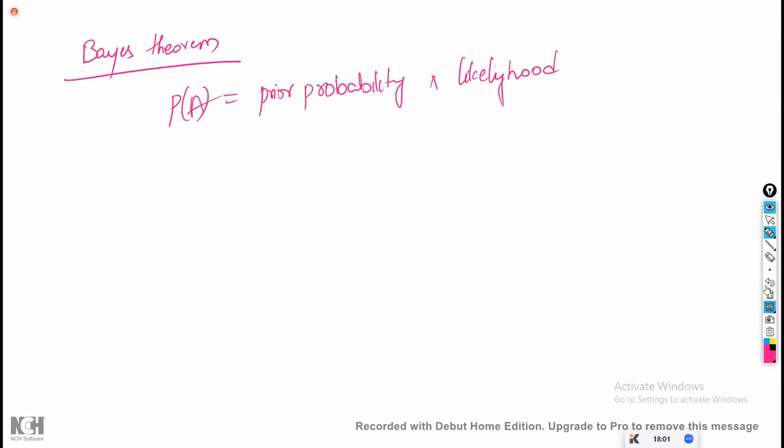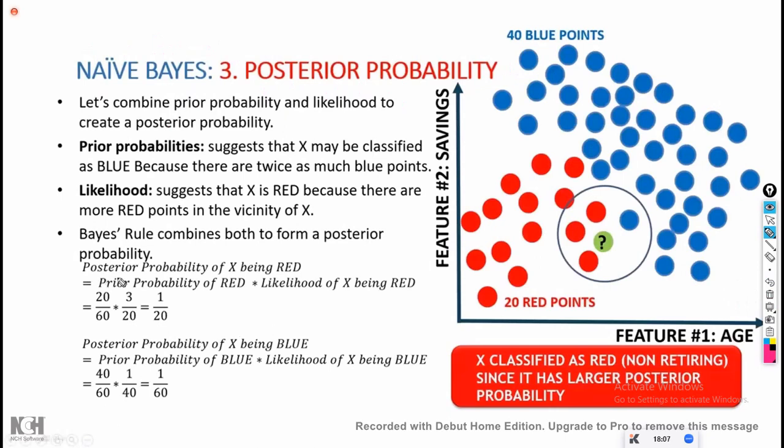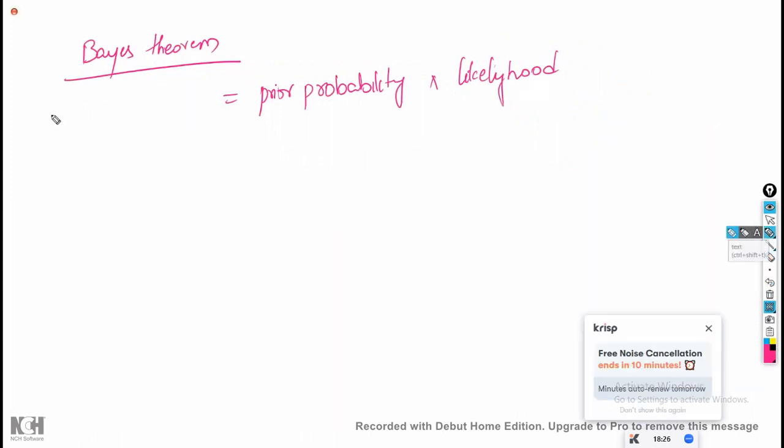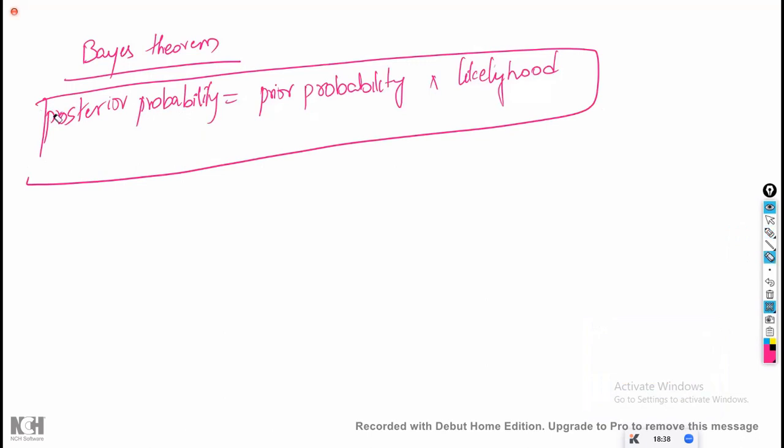Here, if you're considering the probability of B, clearly observe this one. Posterior probability of X being red, without being red, normal X is different. Just observe this point. The posterior probability is equal to the prior probability into likelihood. This is called Bayes theorem.